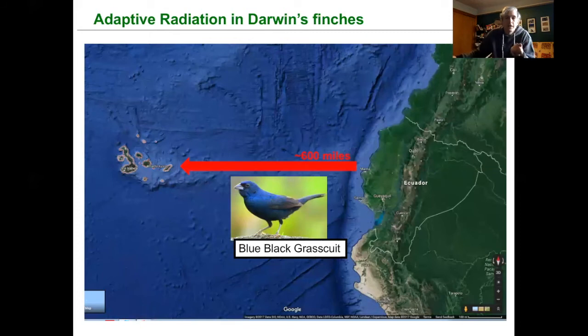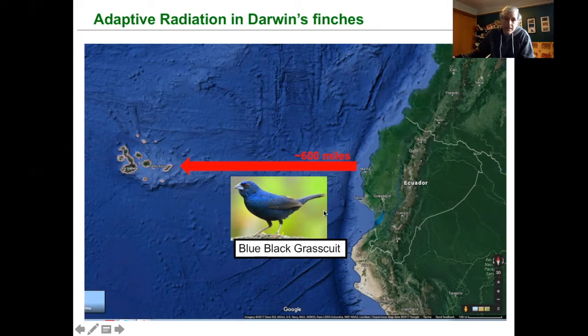This was the process, the story, and the system that inspired Darwin to write about the theory of evolution in the first place. So we talked about the Galapagos Islands being 600 miles off the coast of Ecuador. On Ecuador, there is this reasonably common little finch species called the blue-black grassquit. It's quite common in this whole area. It's basically a regular nondescript finch. It's present all over Ecuador.